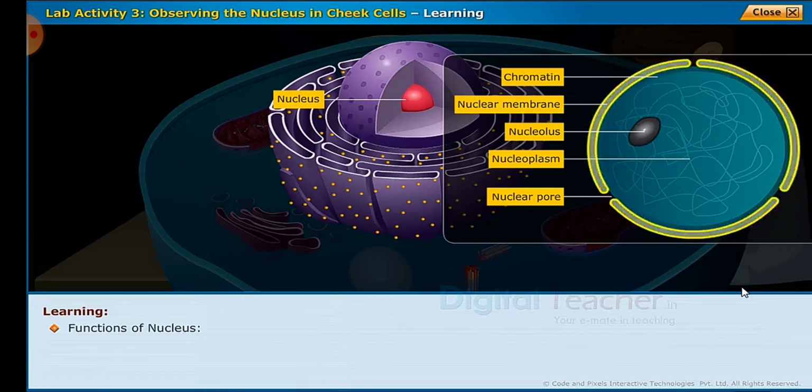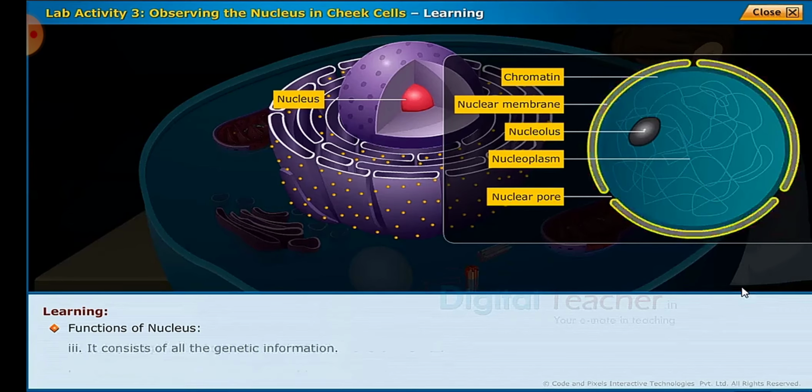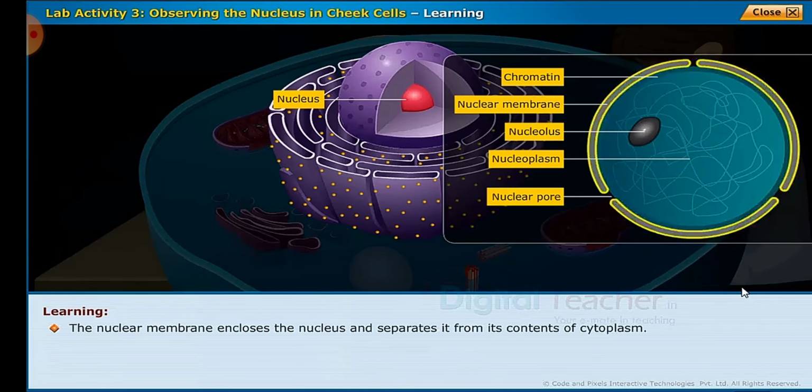Functions of nucleus. Nucleus regulates and controls all the functions of the cell. It determines the characteristics of an organism. It consists of all the genetic information. It is involved in the process of cell division. The nuclear membrane encloses the nucleus and separates it from the contents of the cytoplasm. Nuclear membrane is similar to the cell membrane.